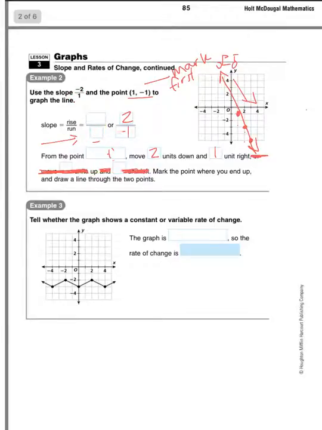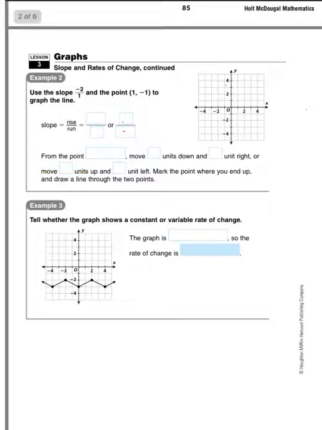Now I'm going to do another one here. I'm going to change some of these numbers, because I think it's important to do more than one of these, because these are difficult. Okay, so let's get all that erased. I'm going to change this, and instead of -2, 1, I'm going to say it's 3 over 2. Instead of 1, -1, I'm going to put -2, -3. And you can do this one. You can add to your notes down here.